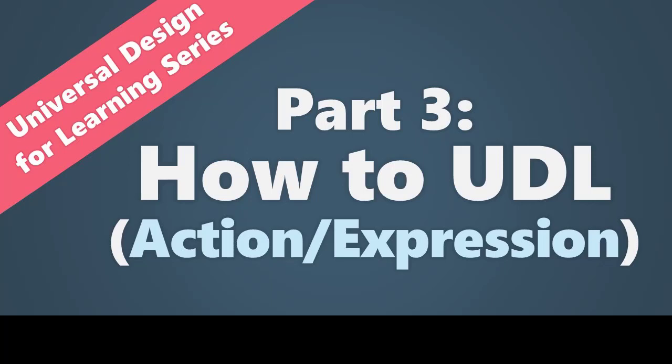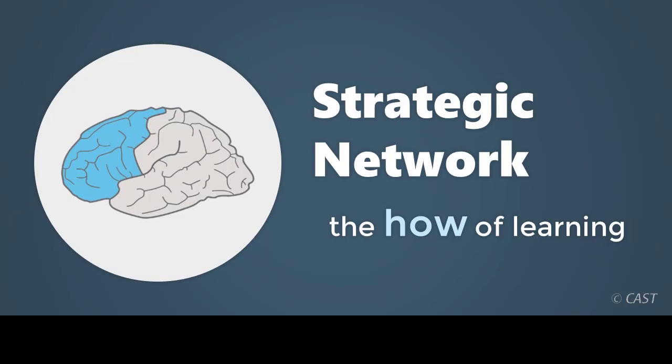All right, for our final installment for this series, we're going to be talking about the action and expression guideline when it comes to how to use UDL. So let's review. This is about the strategic network of the brain, illustrated in this drawing of the brain as this blue part that's at the front. And this has to do with the how of learning.